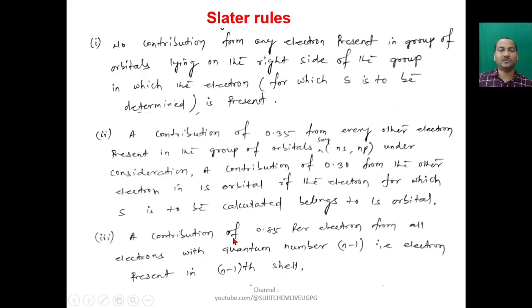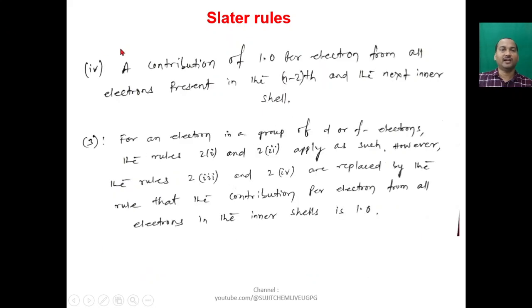Thirdly, a contribution of 0.85 per electron from all electrons with quantum number n-1, that is electrons present in the (n-1)th shell. And a contribution of 1.0 per electron from all electrons present in the (n-2)th and the next inner shells. So this is also very important.